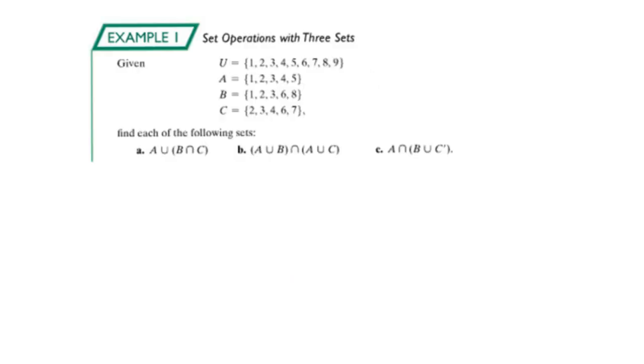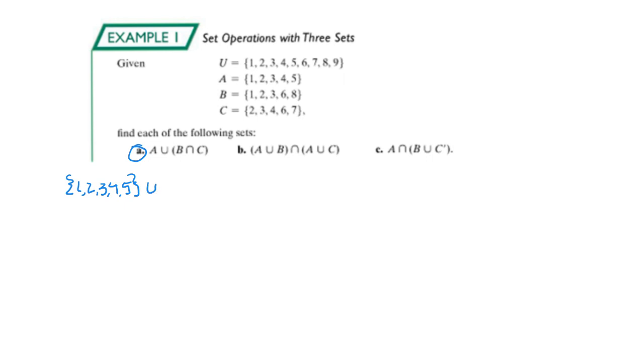Set operations on three sets. They give us the defined sets of the universal set, set A, B, and set C. Let's look at part A. It says find each of the following sets: A union parentheses B intersect C. So when I take a look at this, I know that I have set A to work with first, so I will write that down. So set A is 1, 2, 3, 4, and 5.